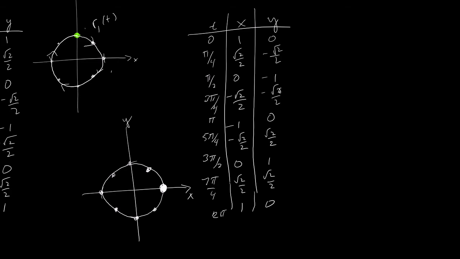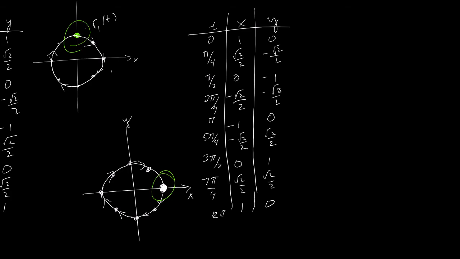Okay, so as you can see, these are extremely similar curves. They both represent the unit circle. They're both traveling clockwise around the curve. The difference is, though, that one begins at the top at the point 0, 1, and one begins at the point 1, 0. So these are different curves.